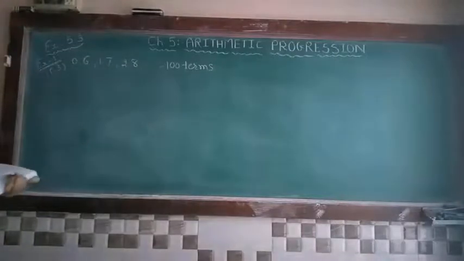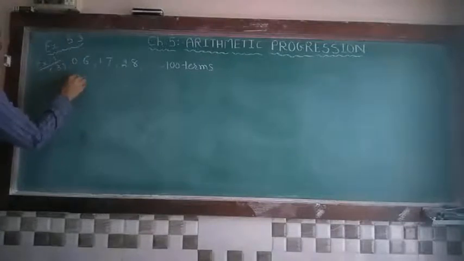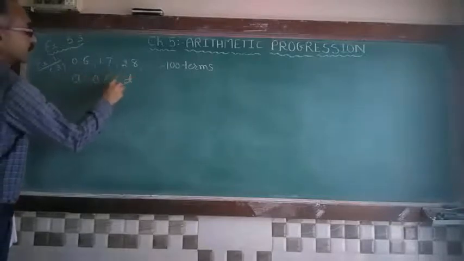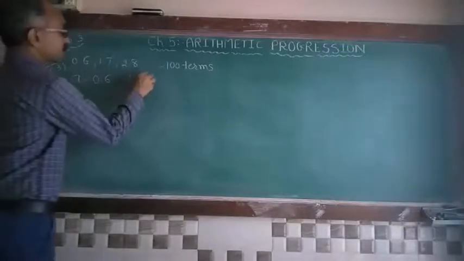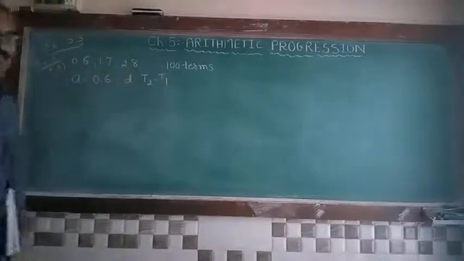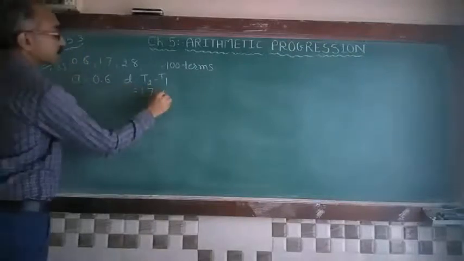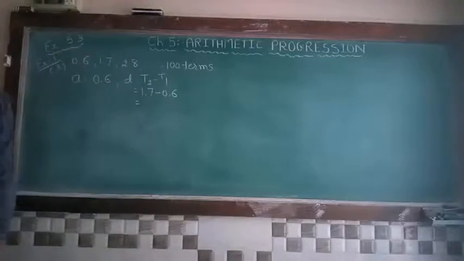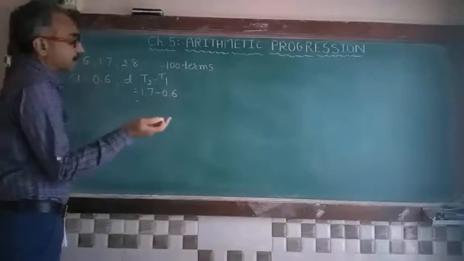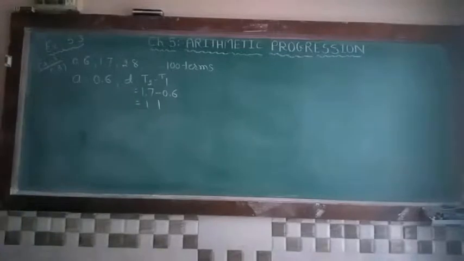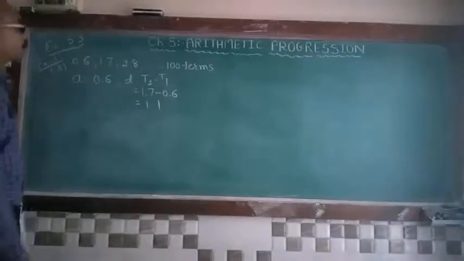Okay, and AP is 0.6, 1.7, 2.8, just like that. So your first term is 0.6. This is your first term. Now d is a common difference. That means T2 minus T1. Your T2 is 1.7 minus T1 is 0.6. 1.7 minus 0.6. That means how much? 1.7 minus 0.6. That is 1.1. So common difference is 1.1.